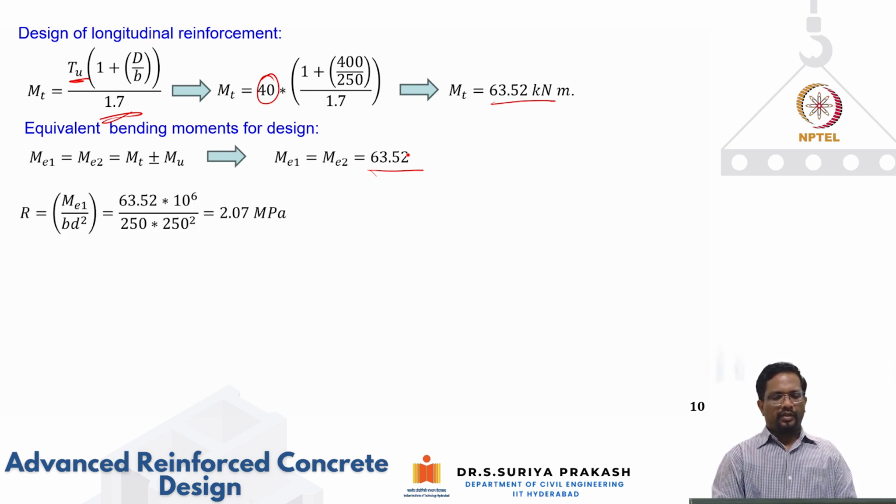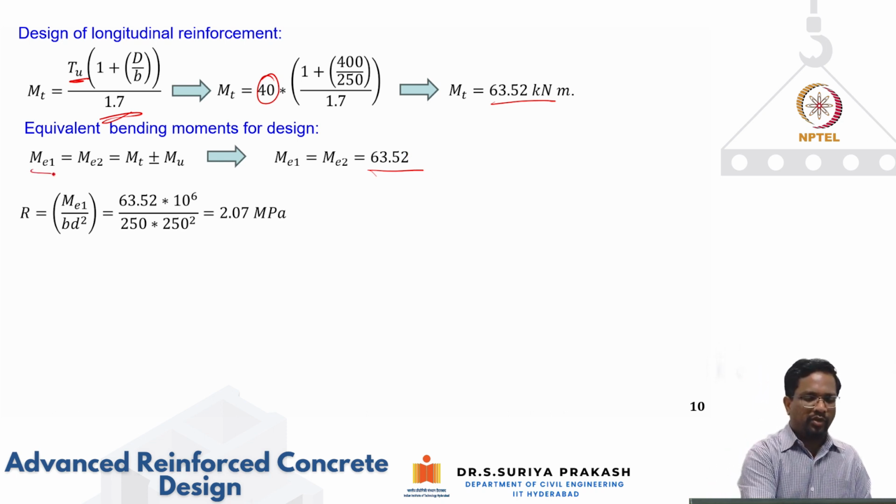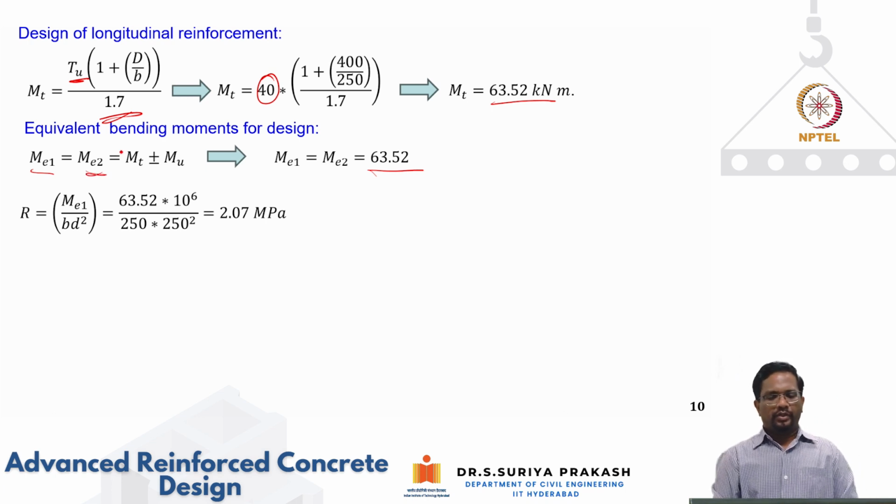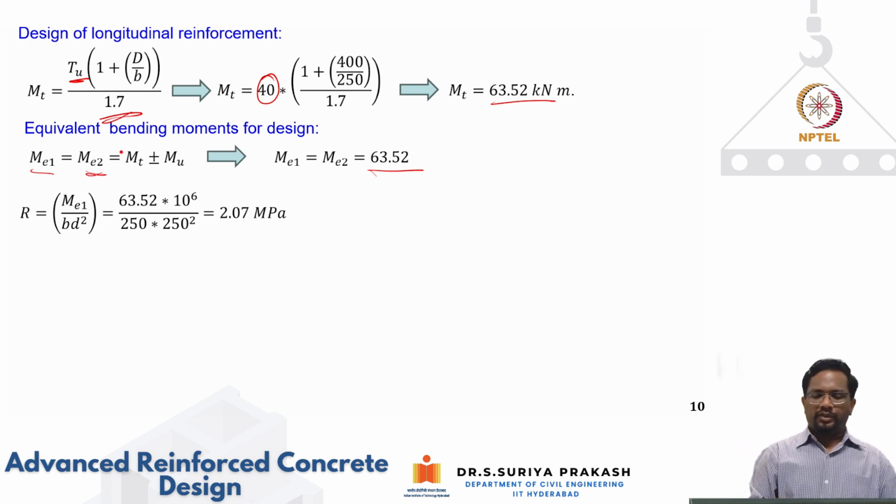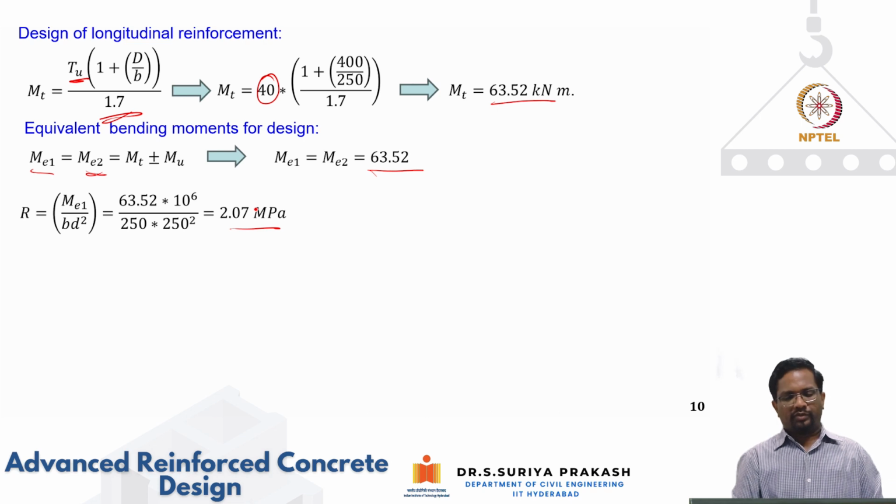And you'll find that MT is now greater than your MU, where MU is 0. So you have to design for both ME1 as well as ME2, right? So both of the magnitudes are basically 63.52. And from our flexural calculations, we can find your R value, which is MU by BD square. In this case, it is ME1 by BD square. Substituting that, it works out to be 2.07 megapascal.